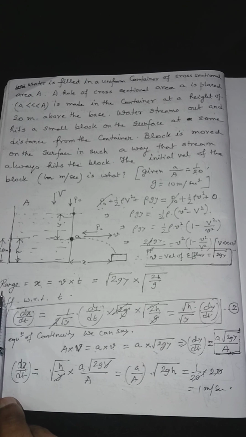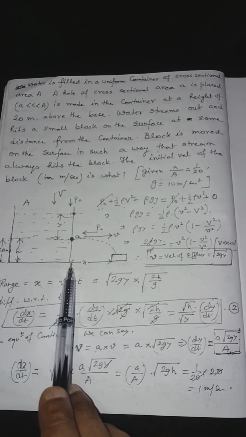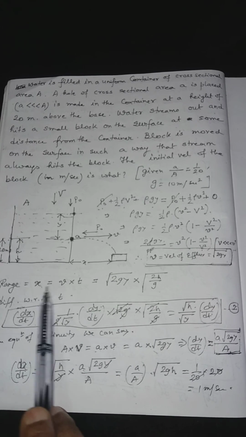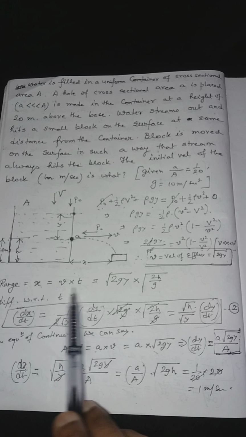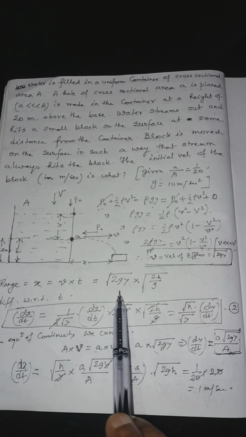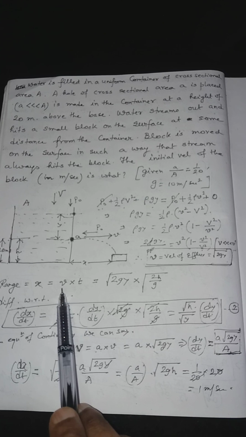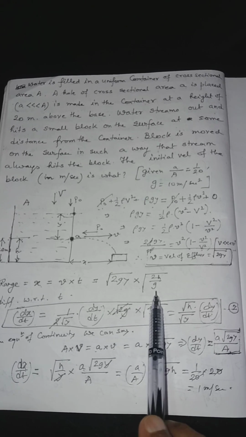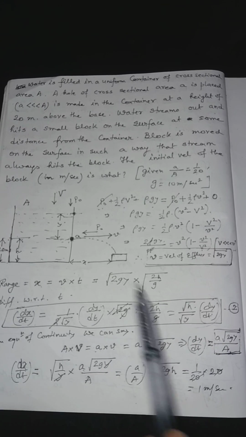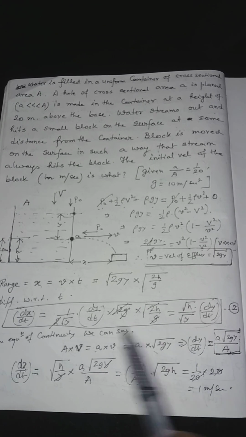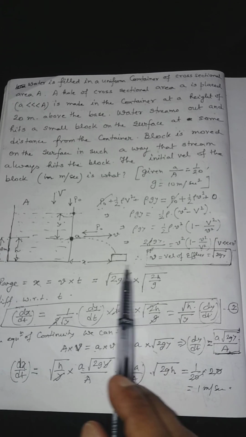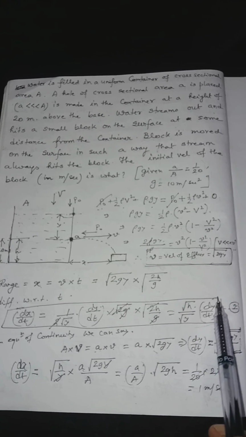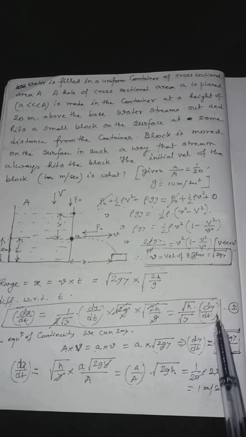Then we went to the range, that is how far the block moves, x equals v into t. On that basis we mentioned x as root over 2gy, the velocity of efflux, multiplied by time, that is root over 2h by g, where h is the height, 20 meters. Then we differentiated this portion with respect to t, and ultimately got a value root over h by root over y into dy/dt.